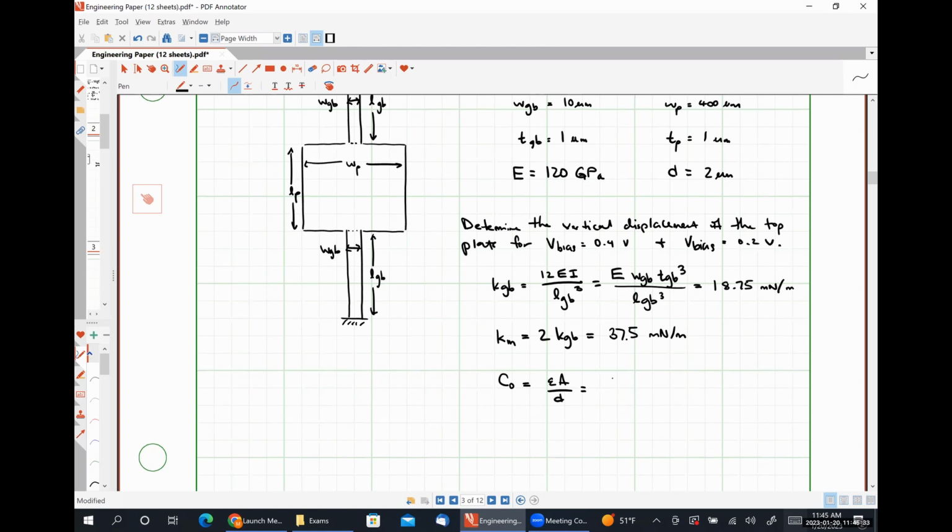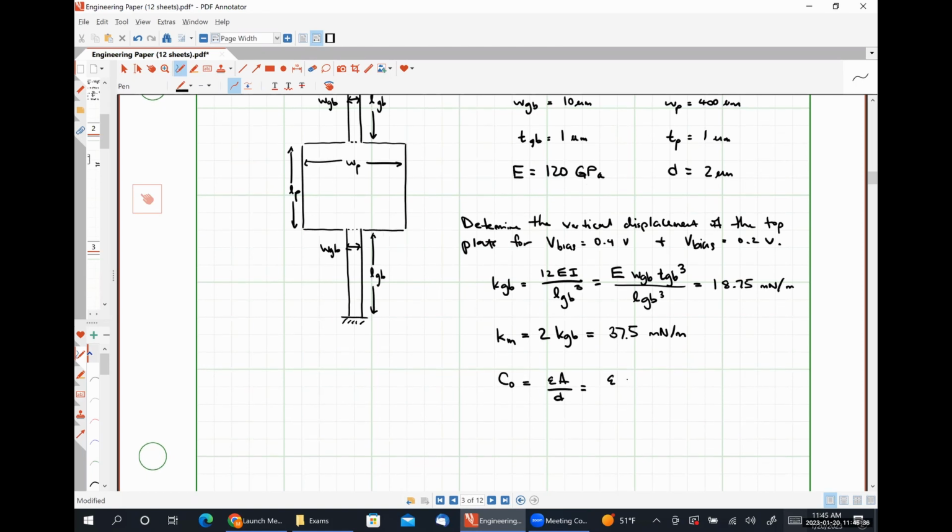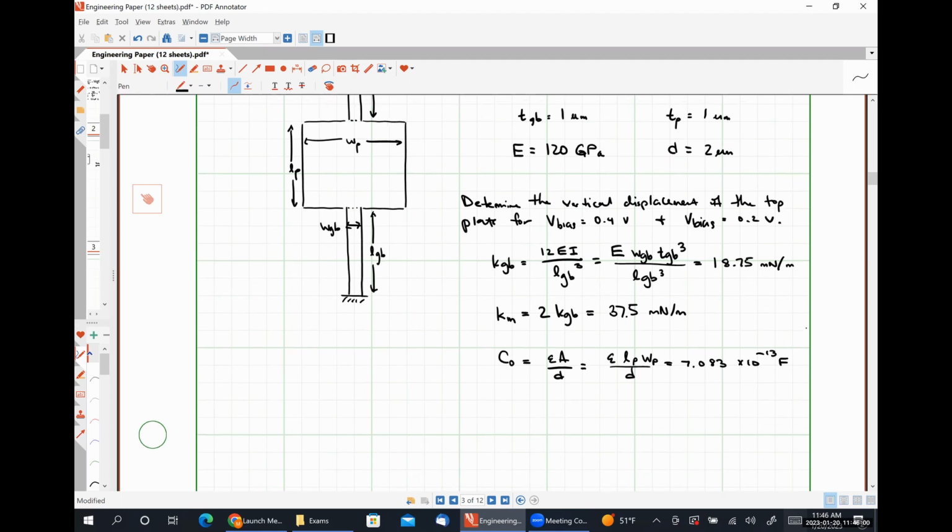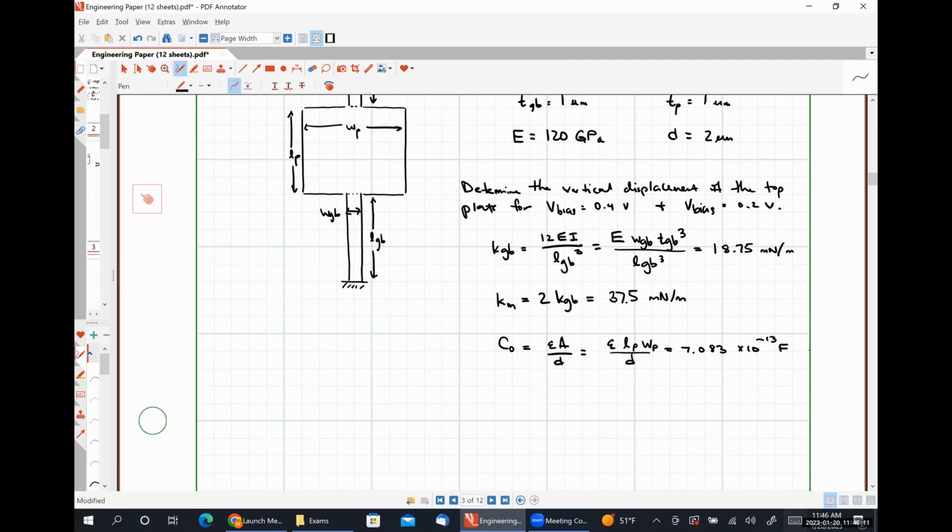actually, so this will be epsilon LP WP, excuse me, over D. We get 7.083 times 10 to the negative 13 farads, about 0.7 picofarads. A little smaller than our last example because the plates are slightly smaller and the distance between the plates is twice as large. So that seems like a reasonable thing there.